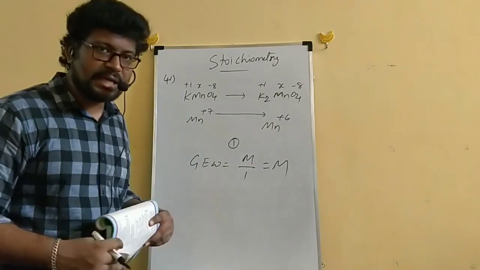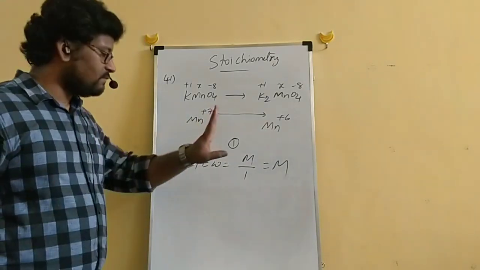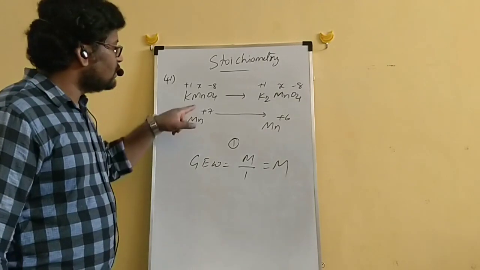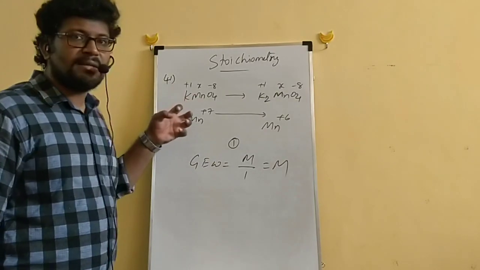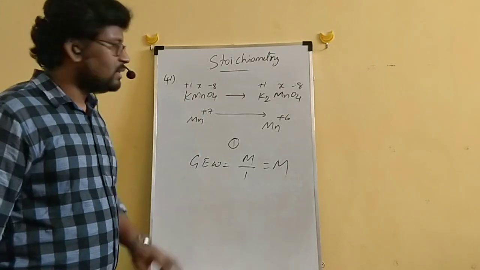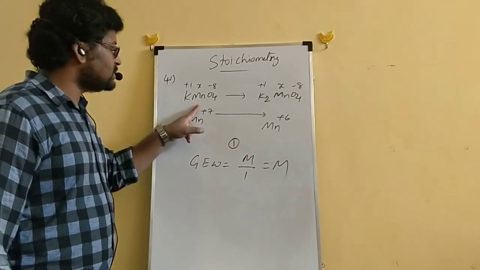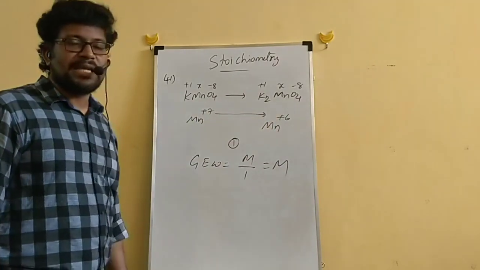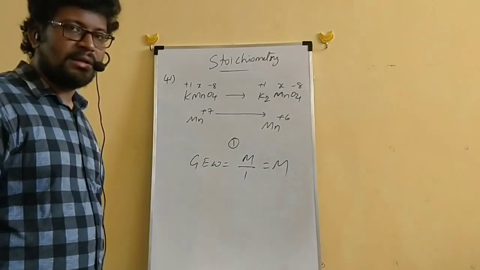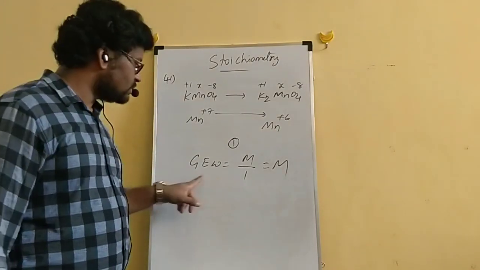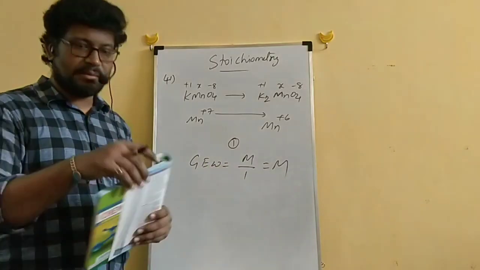If they give a reaction like this, where one compound is changed from one form to another, we have to see what the main metal is. Easily we will understand, that one will undergo the change in oxidation number. Okay, what is the change in oxidation number of manganese from KMnO4 to K2MnO4? That is +7 to +6. Change in oxidation number is 1. So if the change in oxidation number is 1, n value is 1. So gram equivalent weight is equal to M by 1, which is equal to M. Next.